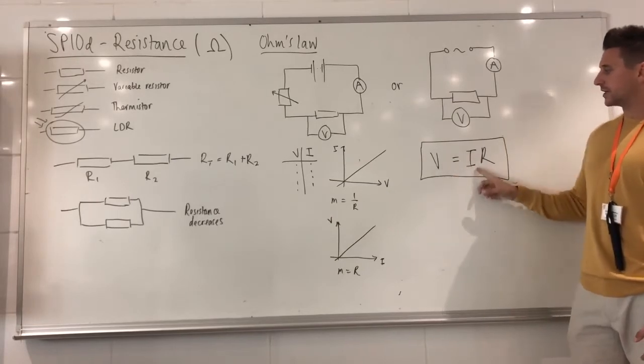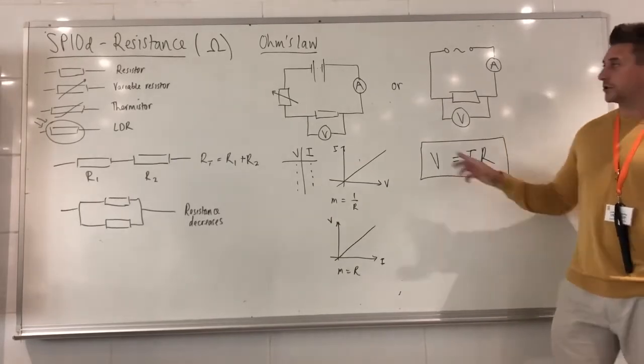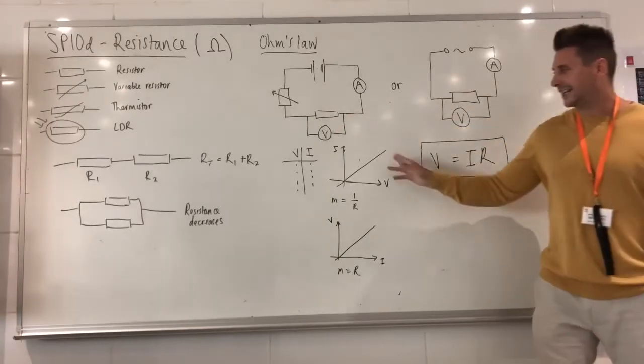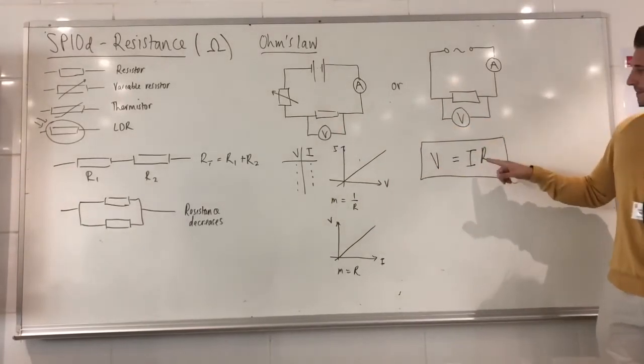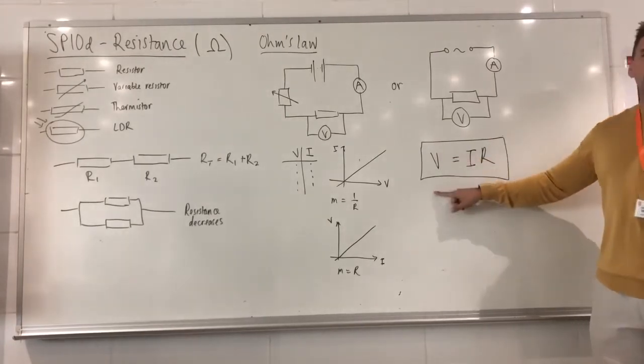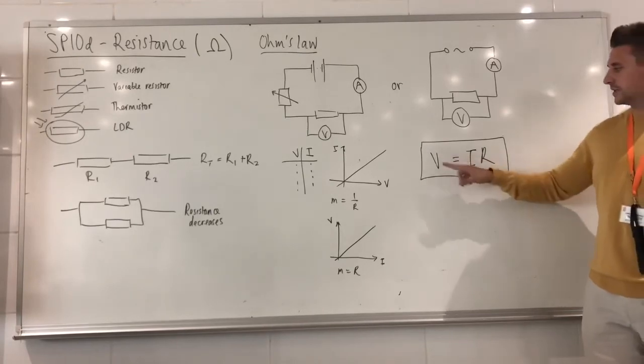Okay? So V equals IR. R is the constant of proportionality. R is the resistance of this fixed resistor. It's fixed, so it's constant. And that's what the gradient's showing. However, if you rearrange this equation for R equals, it's V divided by I. Okay? So R equals V divided by I.